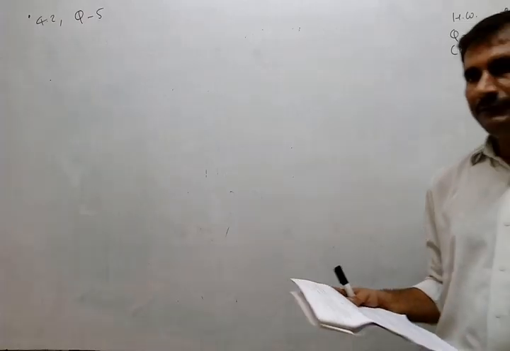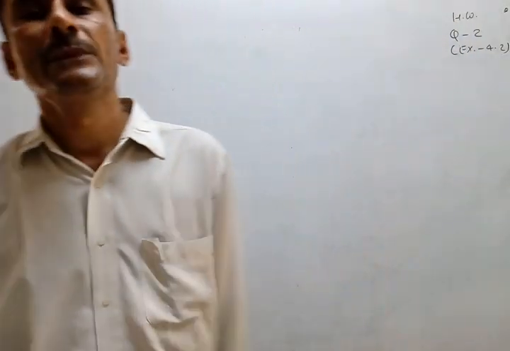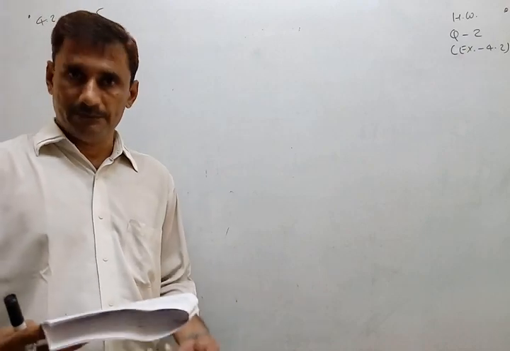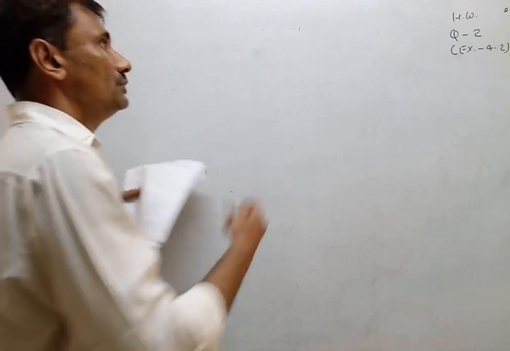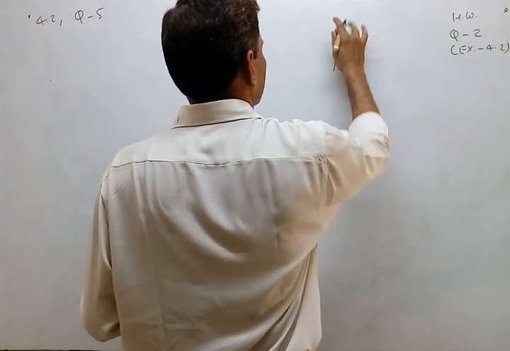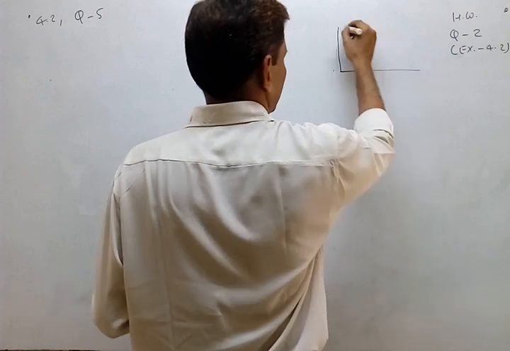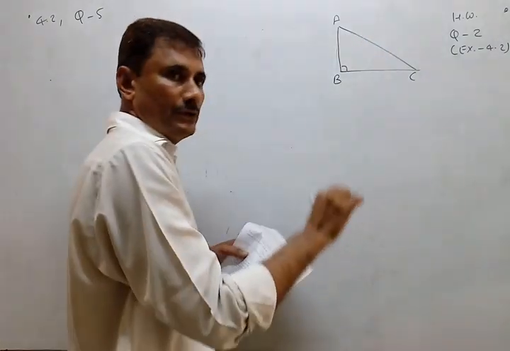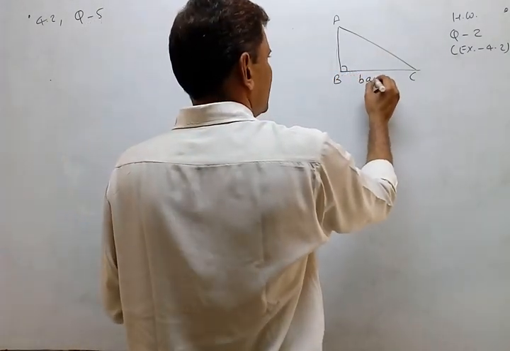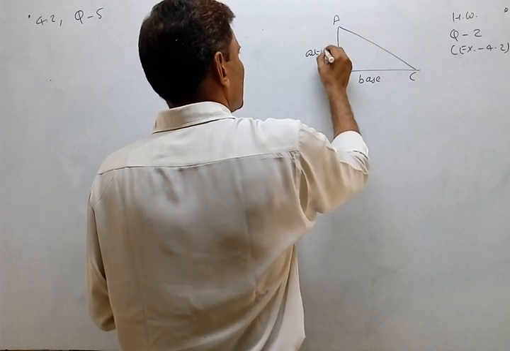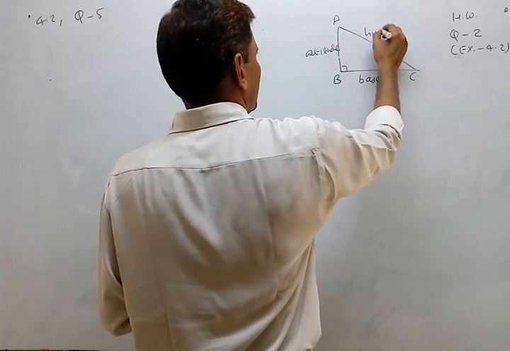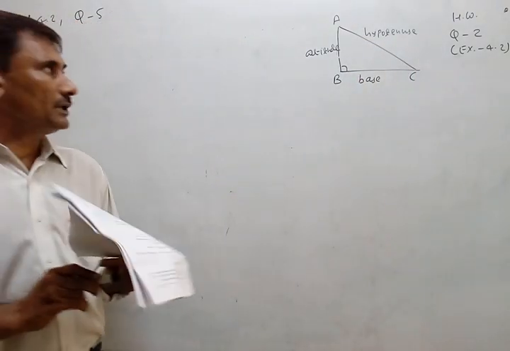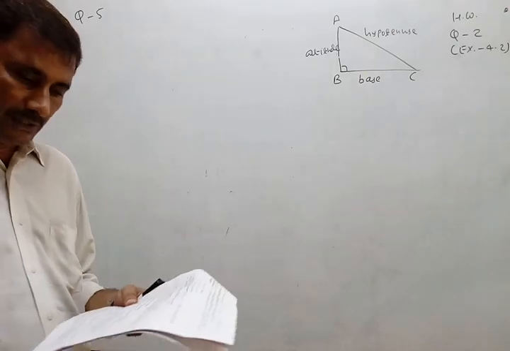Here be careful. Whenever it is a case of a right triangle, you have to draw the figure, give names and describe also. So I am first of all drawing the figure, giving names and describing everything about it. Let it be ABC. B is the right angle, so AC is the hypotenuse. This is the base, and this is the altitude, because they have talked in this language: hypotenuse, altitude, base. Then only, whatever they have given, write down everything there.